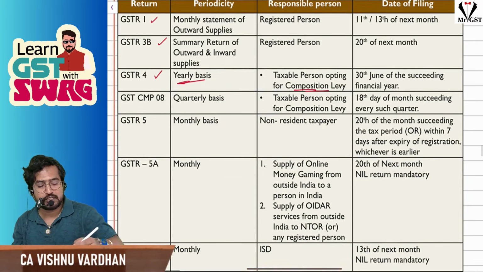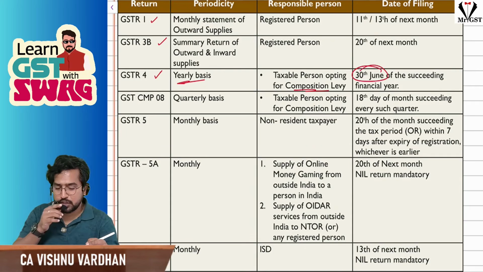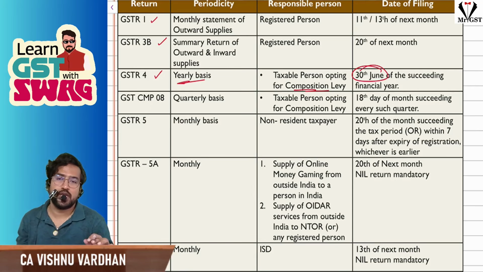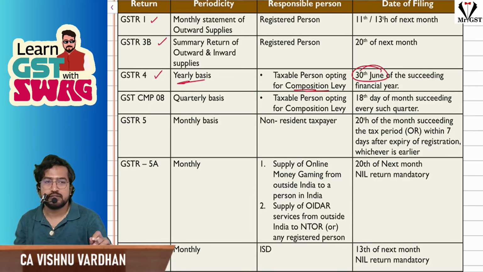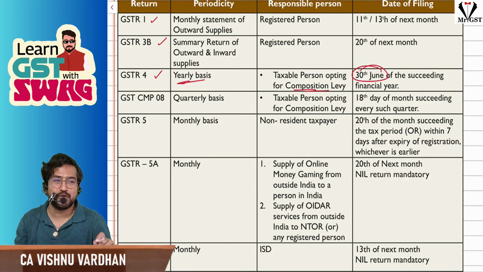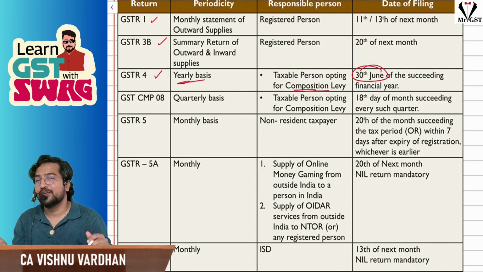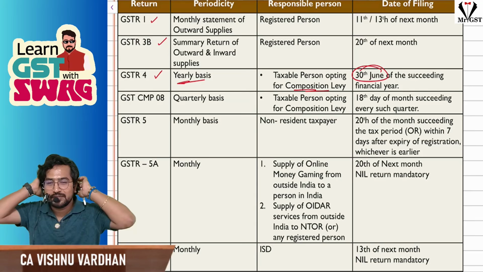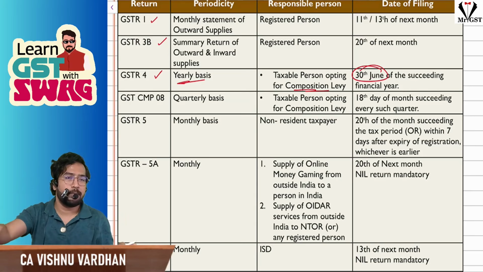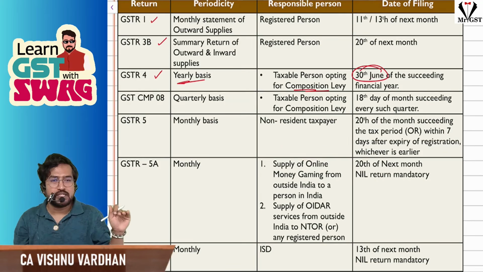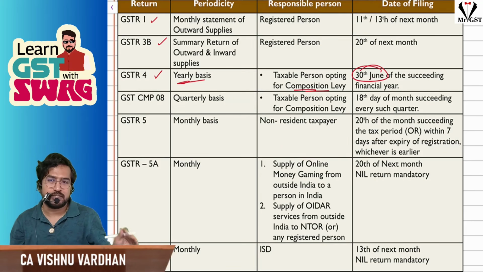4: composition taxpayer should file yearly. What is the due date? 30th June. Did we discuss about this before anywhere? Section 29 subsection 2. What is 29 subsection 2? Suo moto cancellation of registration by proper officer. There I told you, if you are under composition scheme, what is the condition to cancel your registration?